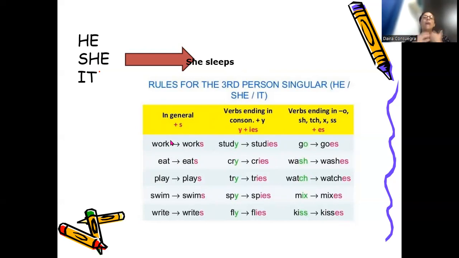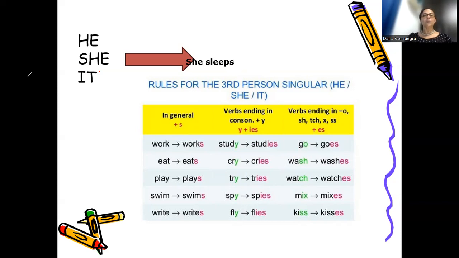But what happens if I'm talking about me, yo? I say, I work, without the s, sin la s. I eat, yo como. I play, I swim, I ride, I study, I cry, I try, I spy, I fly, I go, I wash, I watch, I mix, I kiss. The only persons who will add the s or es are he, she, or it.